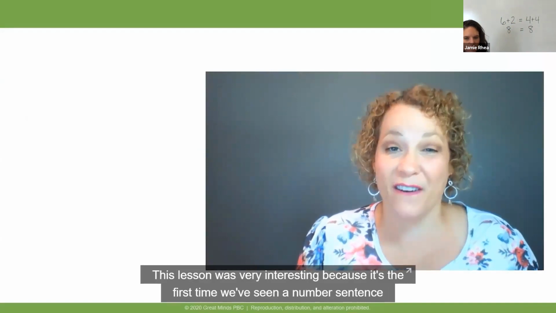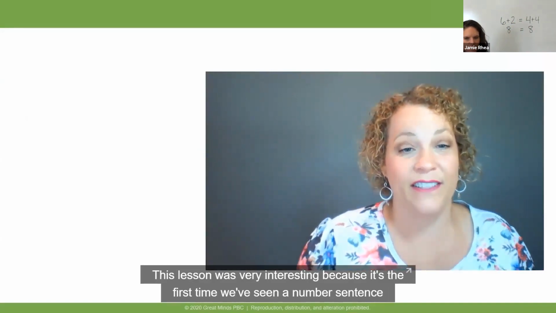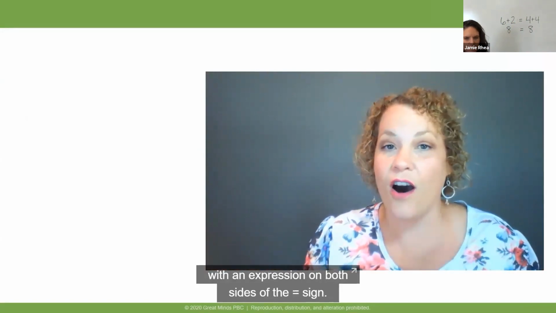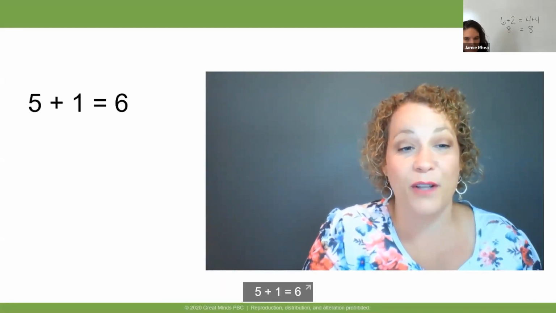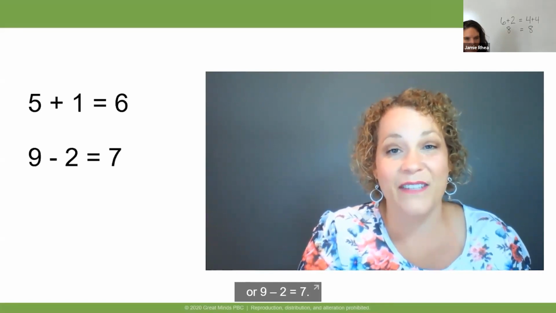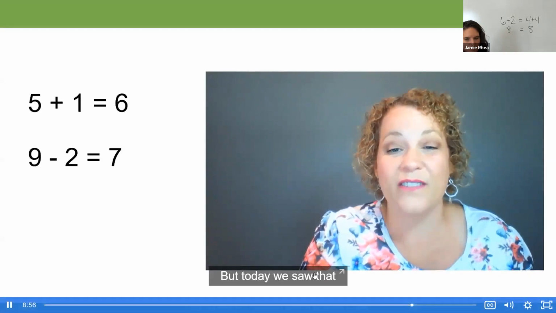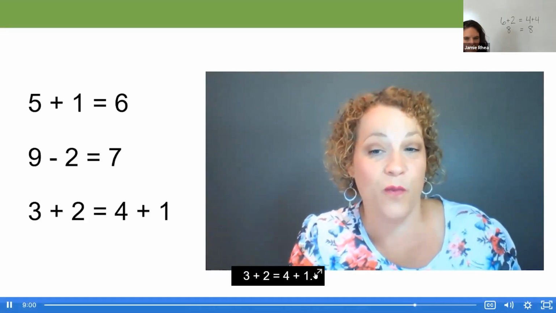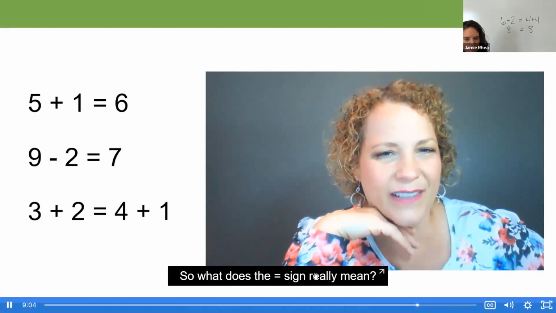This lesson was very interesting because it's the first time we've seen a number sentence with an expression on both sides of the equal sign. Oftentimes, we see something like this: 5 plus 1 equals 6. Or 9 minus 2 equals 7. But today, we saw that 3 plus 2 equals 4 plus 1. So, what does the equal sign really mean?